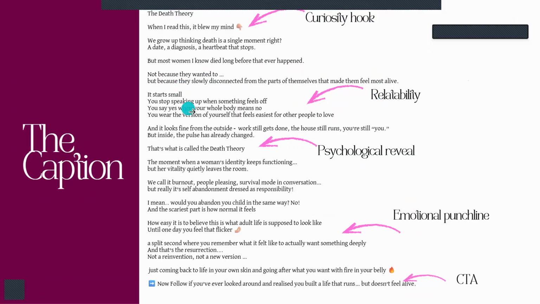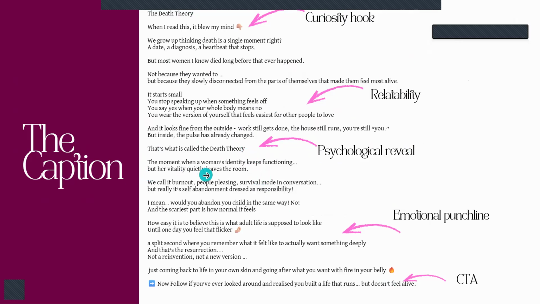It starts small. You stop speaking up when something feels off. You say yes when your whole body says no. You wear the version of yourself that feels easiest for other people to love. They're going to be thinking, yep, I do that. Yep, I do that. Yep, I do that. And it looks fine from the outside, blah, blah, blah. But inside it's changed. This is what we call the death theory. So this is where you're putting that psychological reveal in, and you're revealing what the death theory is halfway through the caption.